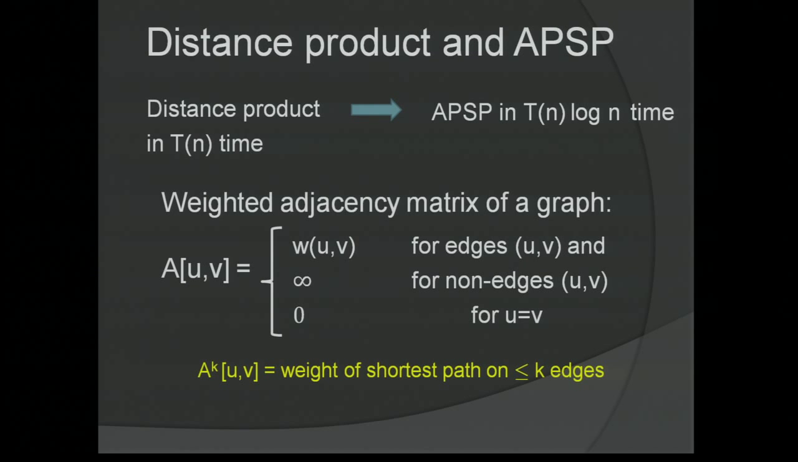Now, you know that all the shortest paths are without loss of generality simple, and so they have length at most n minus 1. So you only have to repeat this log n times to get all the distances. And this will give you that all pairs shortest paths only has to do roughly log n queries to this distance product.